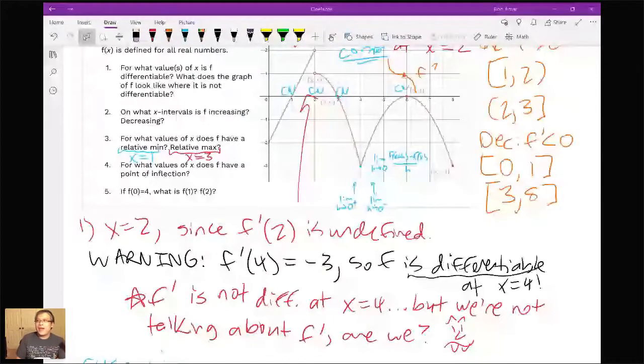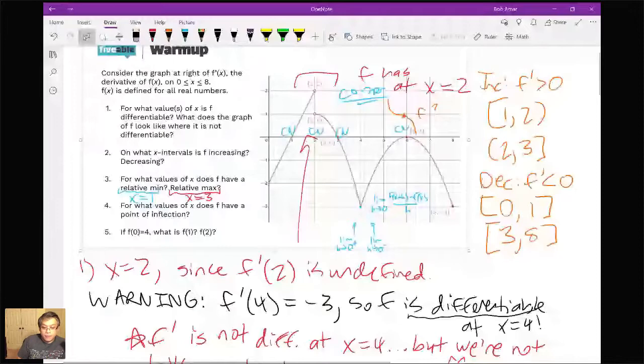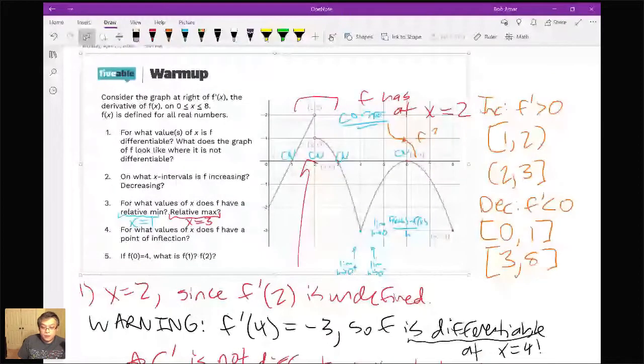So at what values of x does f have a point of inflection? That would be where it changes concavity. Okay. So where are we? Where are the points of inflection? Okay, cool. All right, this is a wild one.